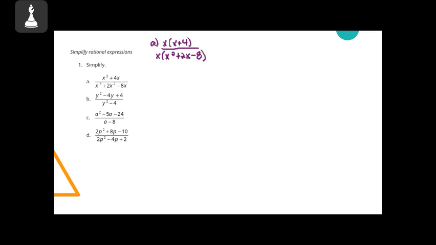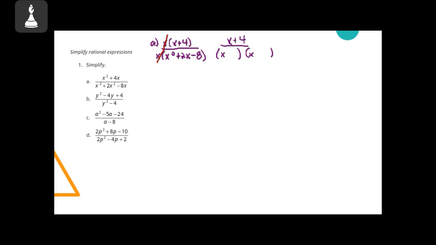So what I see immediately is these x's are going to cancel out. So I'm going to get rid of those x's. So what I have on top is still x plus 4. But now I have a trinomial on bottom, and I need to figure out, can I factor that trinomial? The rule is the two numbers need to add to the middle and multiply to the end. So are there two numbers that multiply to -8 that also add to 2?